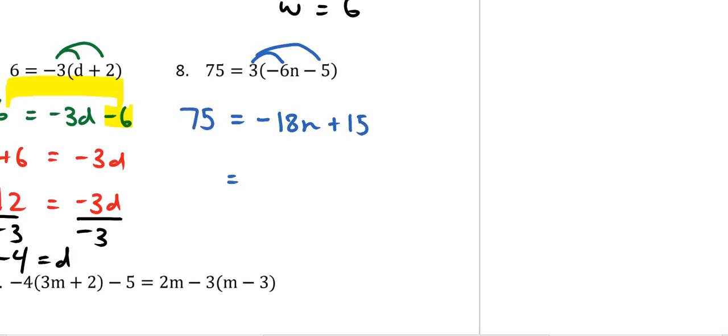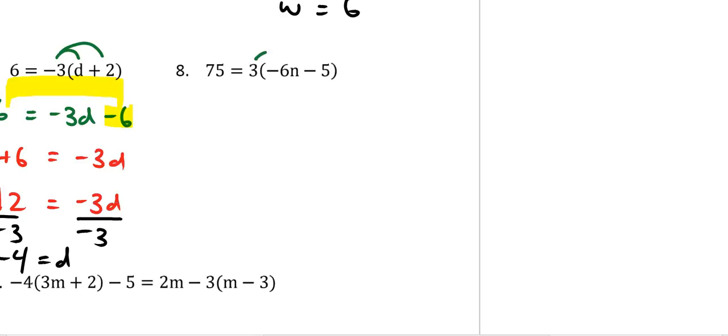I have a positive 15 there. I can bring that to the other side because I want to have the numbers on the same side here. So that'll be 75 minus 15 equals -18n. Sorry, I made a mistake here. What did I do here? Sorry, this is supposed to be -15. So let me start all over again here.